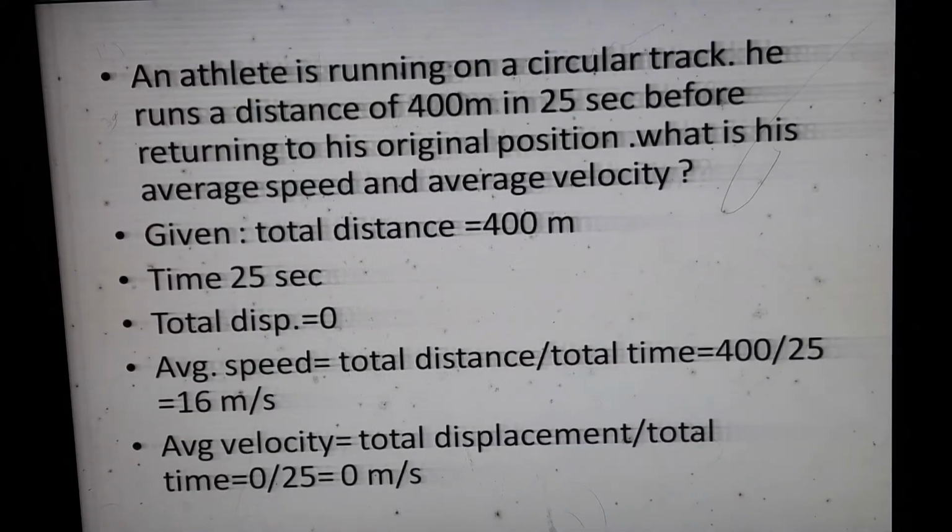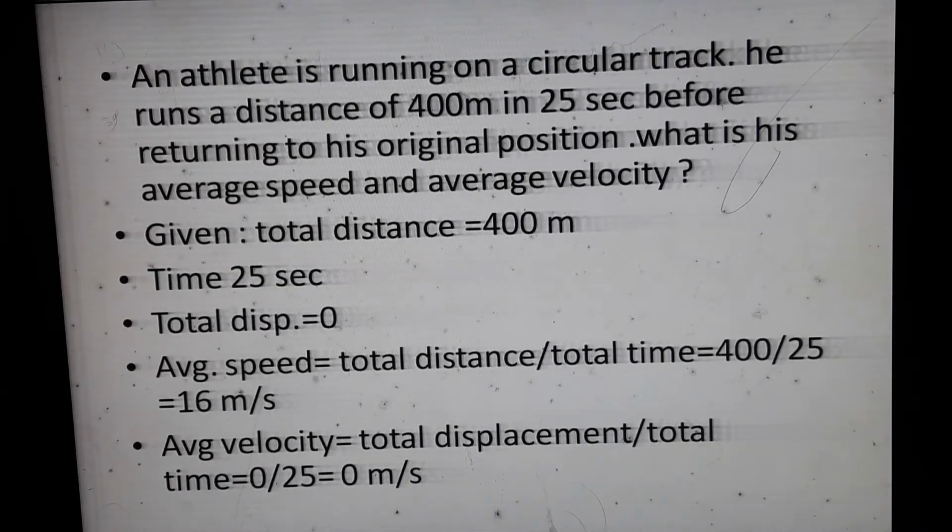Now the next, see that. Let's see how mathematically average velocity and average speed are different. For that, take one example here. An athlete is running on a circular track. He runs a distance of 400 meters in 25 seconds before returning to his original position. What is his average speed and average velocity? So simply, one athlete has completed one track of 400 meters in 25 seconds.